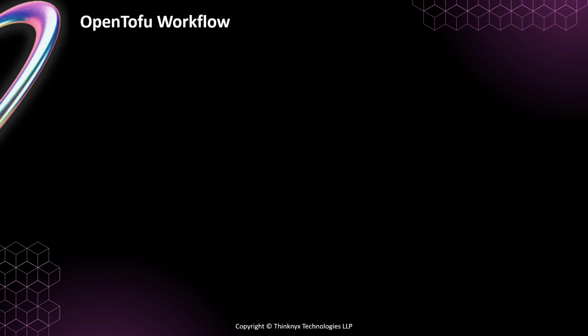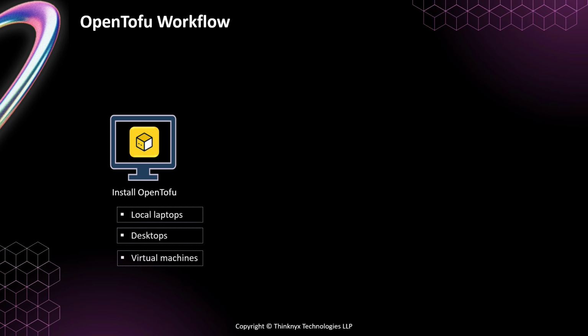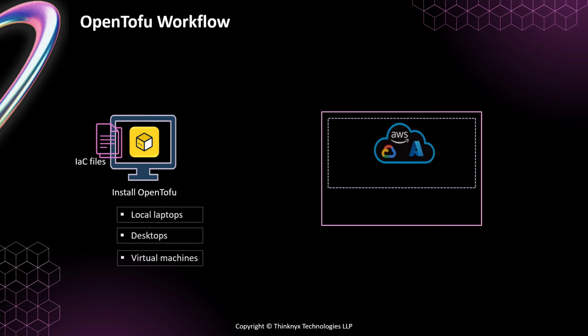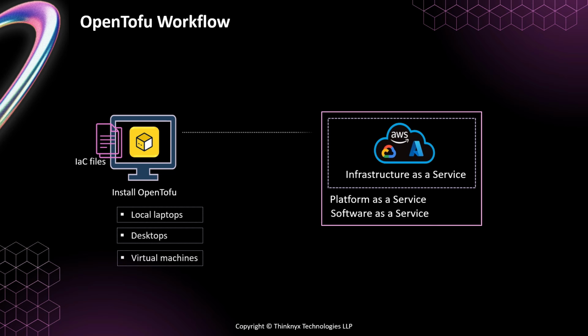Here is how it works. We install OpenTofu on our local laptops, desktops, or virtual machines, transforming them into the pivotal hub for streamlined resource management. Rather than executing tasks manually, we articulate our objectives in infrastructure as code files. These files are then submitted to OpenTofu. OpenTofu communicates with various infrastructure as a service platforms such as AWS or Oracle Cloud, or a variety of platform as a service and software as a service platforms through specialized add-ons known as plugins. These plugins serve to equip OpenTofu with the comprehension of each platform's distinct protocols, facilitating seamless integration and operation.